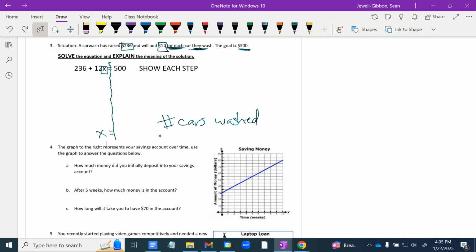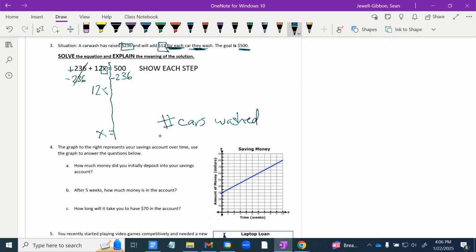We have a 236 sitting over here on the left side. There's an invisible plus sign here, right? If you're not given a positive or a negative, it's just plus. And the way to get rid of positive 236 is to do the exact opposite, and that means to subtract 236. Since we're doing that to the left side, we have to do the exact same thing to the right side. So we're going to go ahead and subtract 236 on the right here. And that's going to bring us to, so 236 minus 236, that's going to cancel out. See you later. I'm going to bring down this 12x.